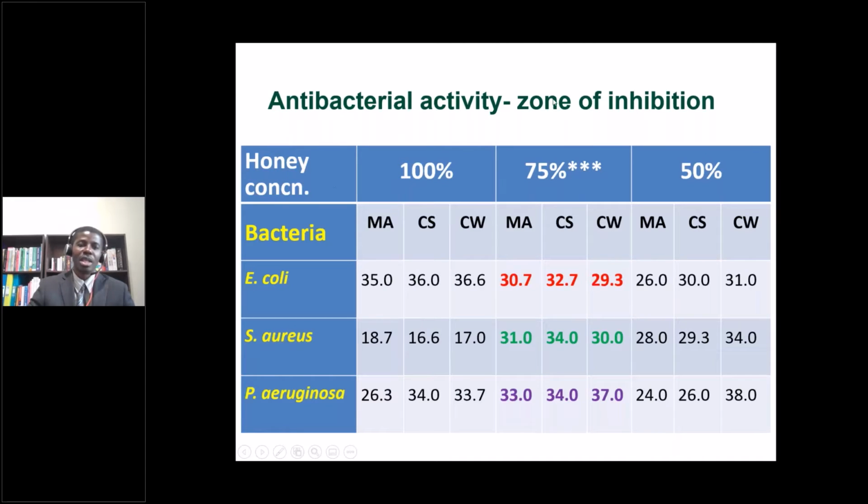So you can see here in the antibacterial study, the Cameroonian honeys, the CS and CW, had properties similar to the Manuka. And in fact, in some cases, when we've diluted it to 75% for Staphylococcus and Pseudomonas, it's actually doing better than the Manuka, which is quite interesting. And the reason why the dilution is actually enhancing the activity is because honey is very viscous. So when you dilute it, then you enable the water-soluble components to be released and diffuse out more easily. So this was quite an interesting finding, which is unexpected.